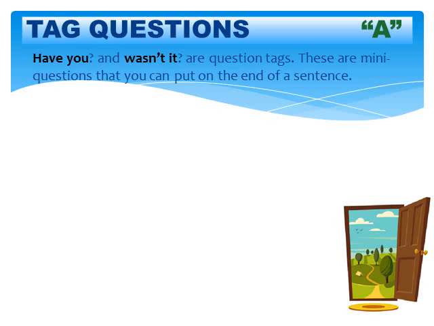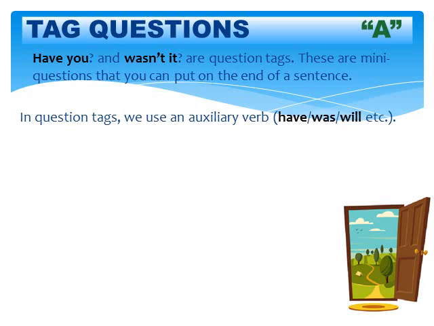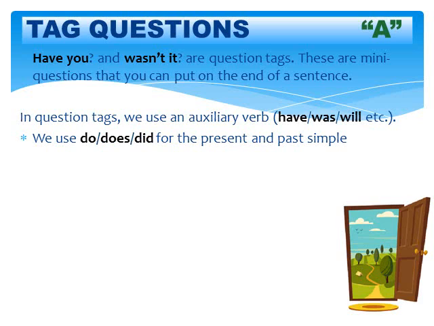Let's see the first way to use the tag question. "Have you" and "wasn't it" are tag questions or question tags. These are mini questions that you can put on the end of a sentence. In question tags, we use an auxiliary verb, have, was, will. We use do, does, did for the present and past simple.